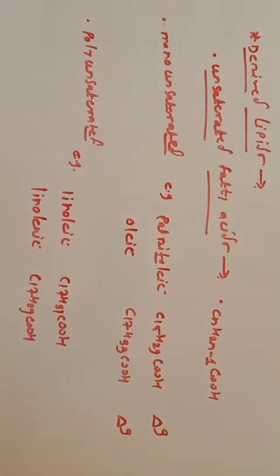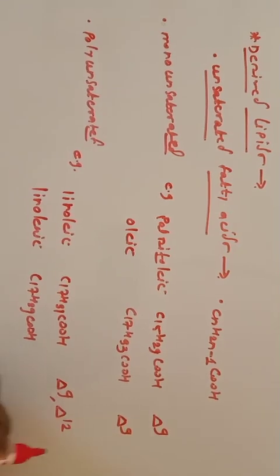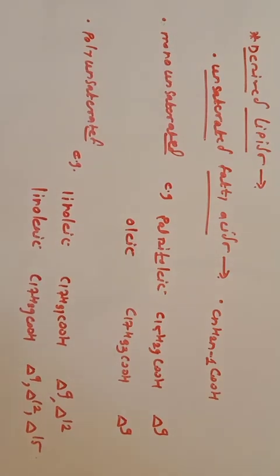If you see the convention, linoleic is del 9 and del 12, and linolenic is del 9, del 12 and del 15. So what does it indicate? There is more than one double bond. Del 9 is the double bond between carbon number 9 and 10, and del 12 indicates the double bond between carbon number 12 and 13. Similarly, linolenic contains 3 carbon-carbon double bonds, between carbon numbers 9 and 10, 12 and 13, 15 and 16.